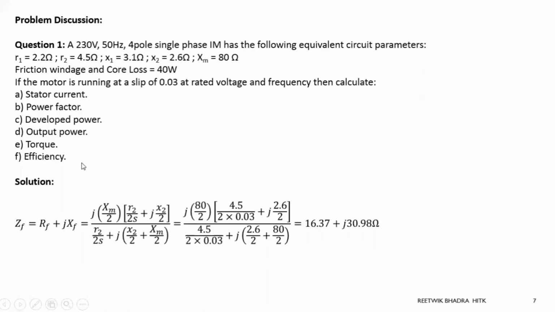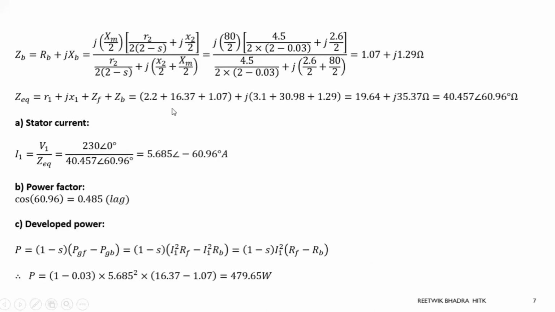See, always we have to convert using this formula into your rectangular form. We need your RF, so 16.37. We need your RF over here also. So always your J form is essential. So 16.37. What is RB? 1.07. So minus 1.07. Do this multiplication. You will get 479.65 watts. So that is your developed power.